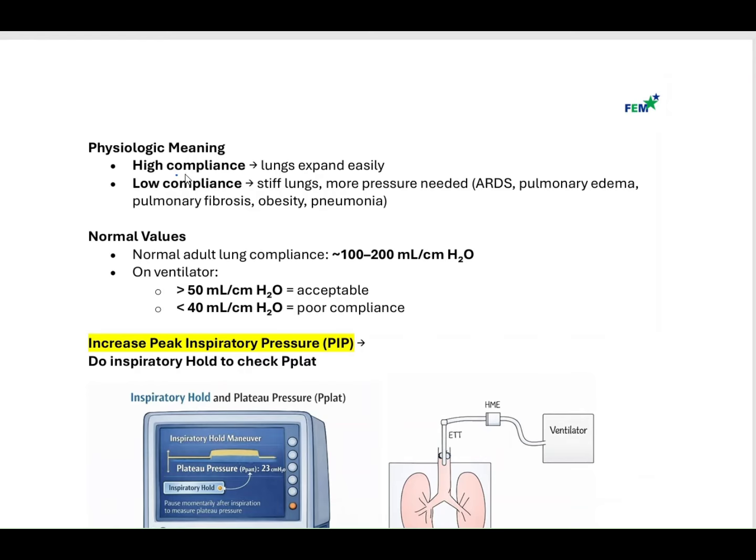So what is the physiologic meaning? If there's high compliance, that means it's easy for the lung to expand. So the lung will expand easily. And when we say low compliance, that means the lung is stiff. So that means more pressure will be needed for the lung to expand. And that will happen in the setting of ARDS, like we said earlier, pulmonary edema, pulmonary fibrosis, obesity, or somebody who has what? Pneumonia. And what's the normal adult lung compliance? Usually around 100 to 200. And on the ventilator, for a good compliance, anything above 50 is acceptable. And of course, if it's less than 40, that's a poor lung compliance.